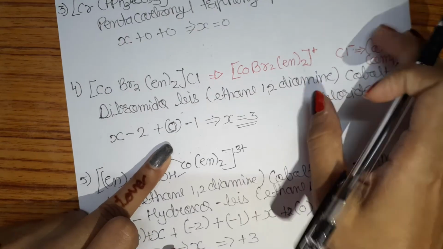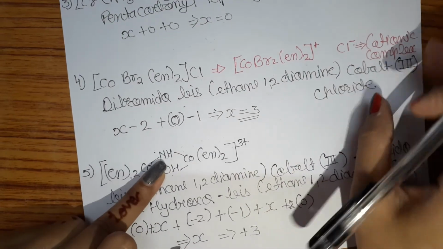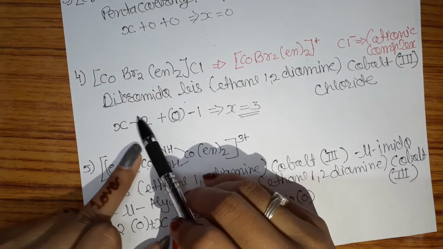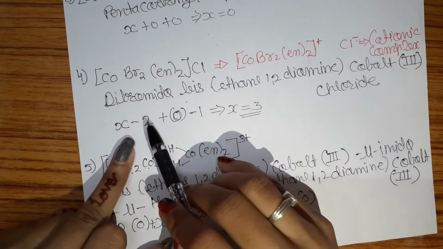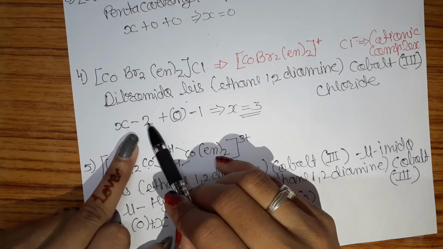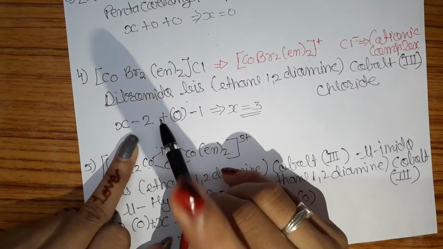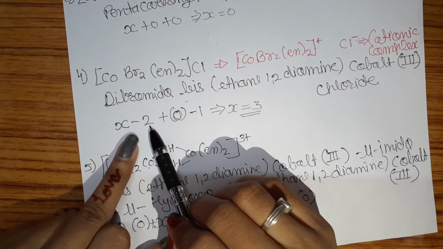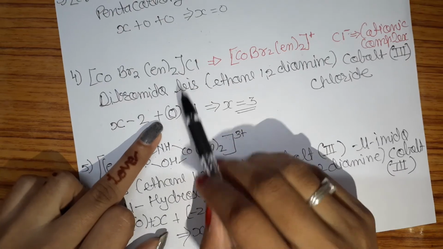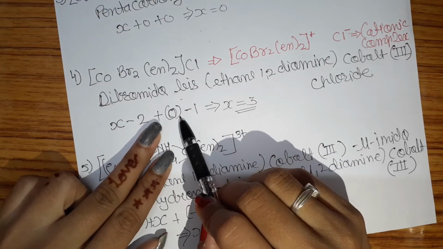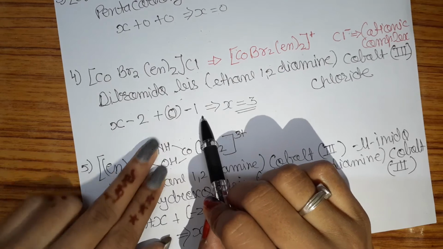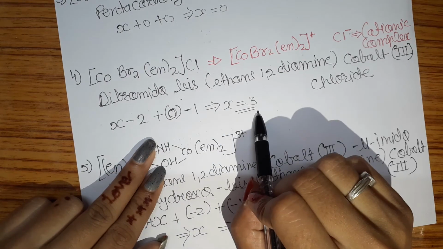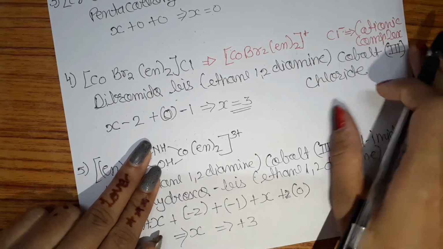So we are finding the oxidation state of cobalt. X for the cobalt and -2 for the bromido, because Br has -1 charge and we have 2 bromido, that's why -2, and en has no charge, it is a neutral ligand, and -1 for this chloride. So by solving it we will get X equals 3. So that's why the oxidation state is 3 here.